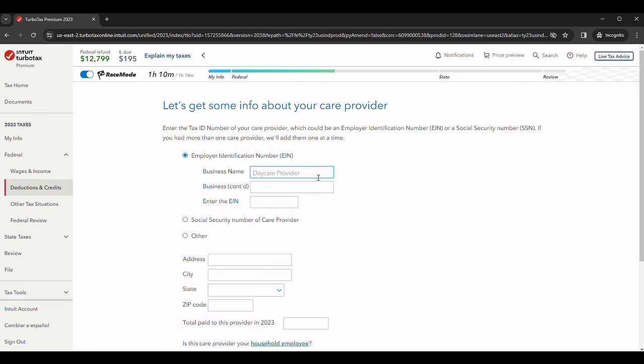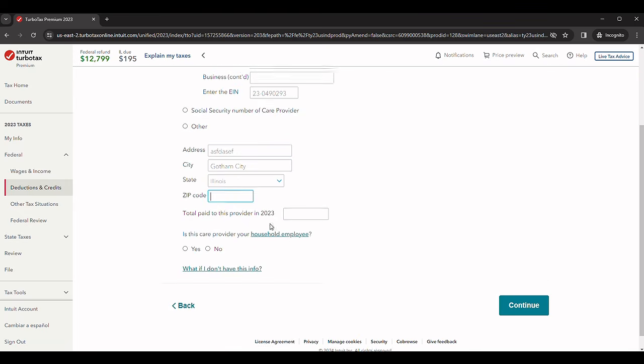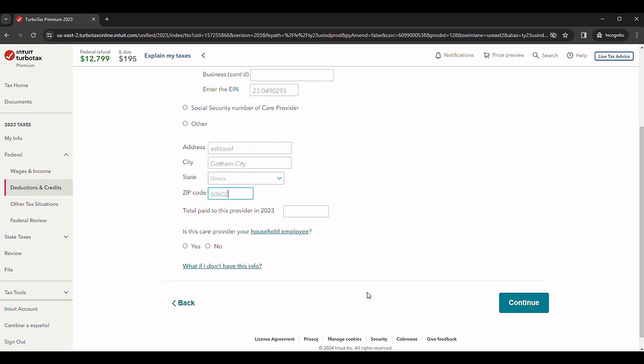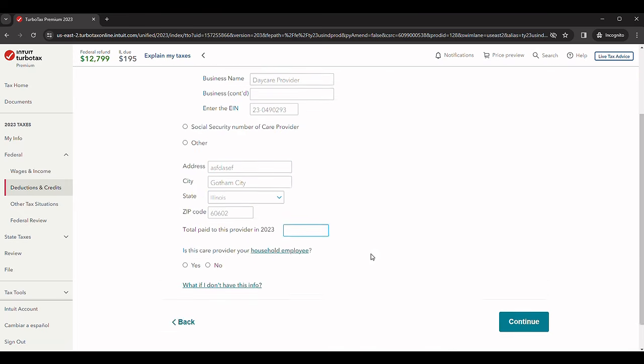Daycare provider. Okay, enter in their information. Enter in their address, their city, Gotham City, state, Illinois. Why did they make the text so difficult to read? Total paid to this provider. I think.